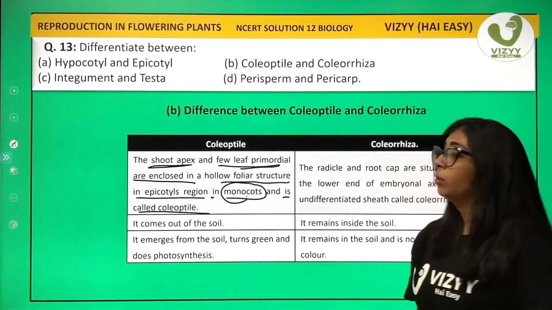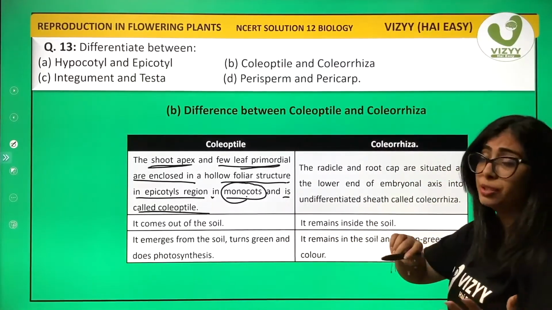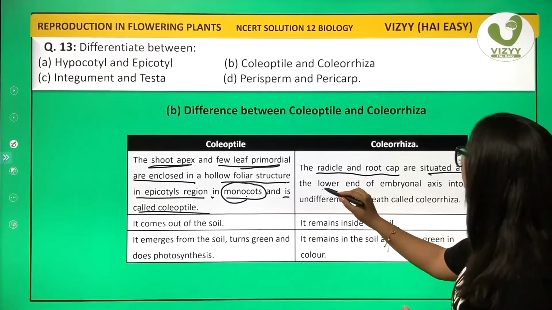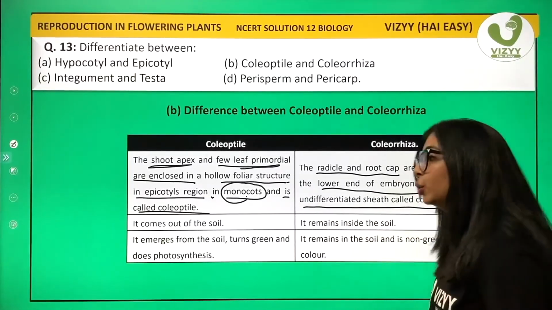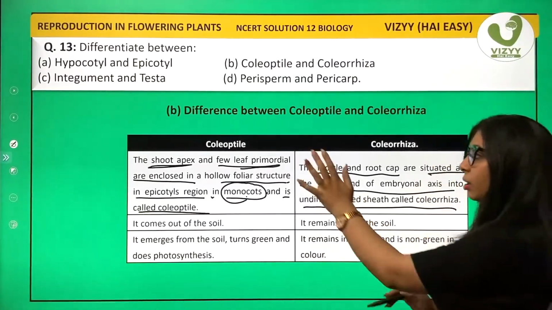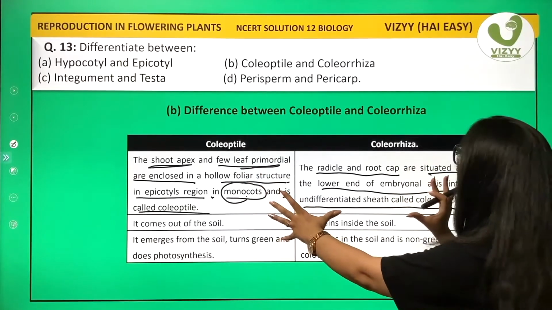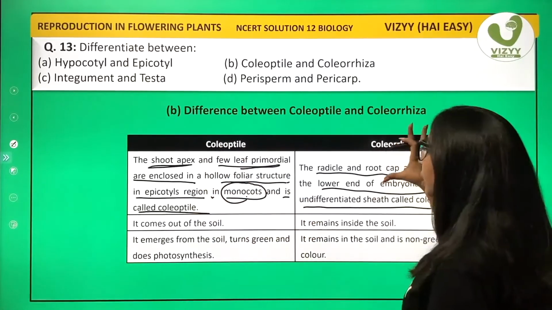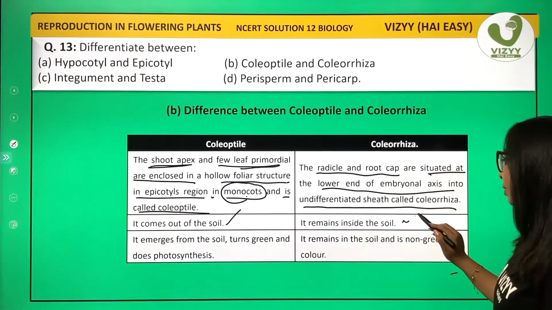Now, in coleorhiza, what you're supposed to write here is: the radicle and the root cap are situated at the lower end of an embryonic axis in an undifferentiated sheath called coleorhiza. Okay students? This is present in the shoot system and this is present in the root system. Coleoptile will come out of the soil, whereas coleorhiza will remain inside the soil.